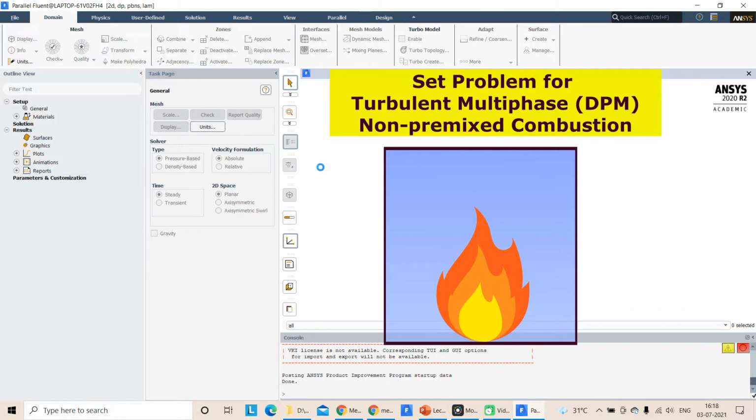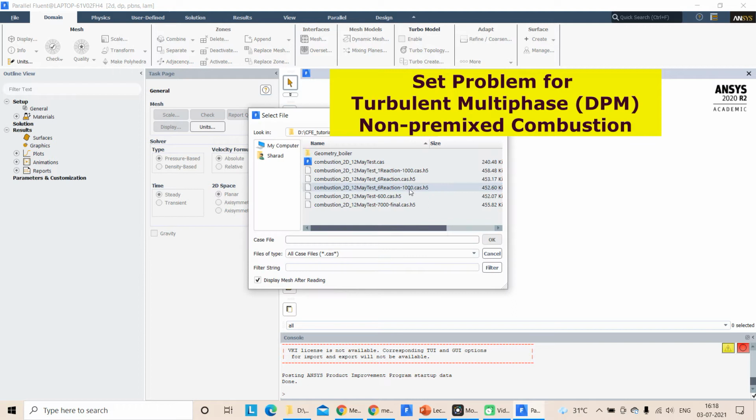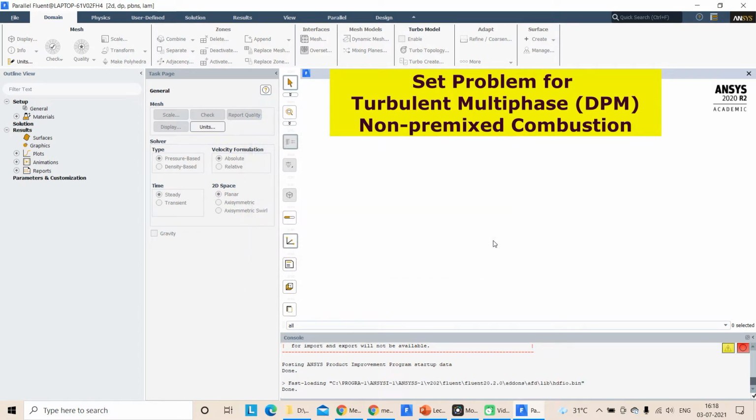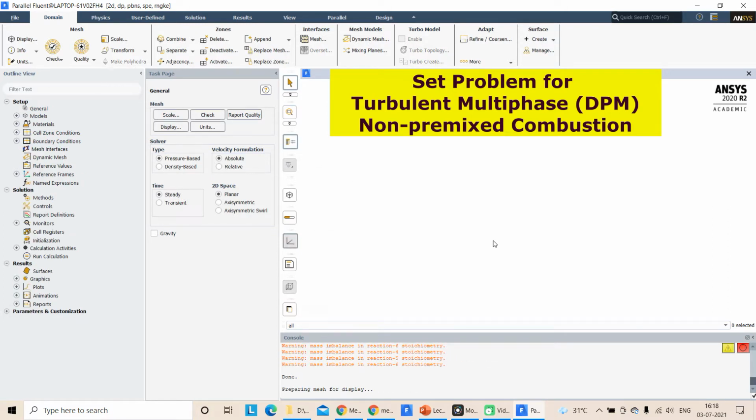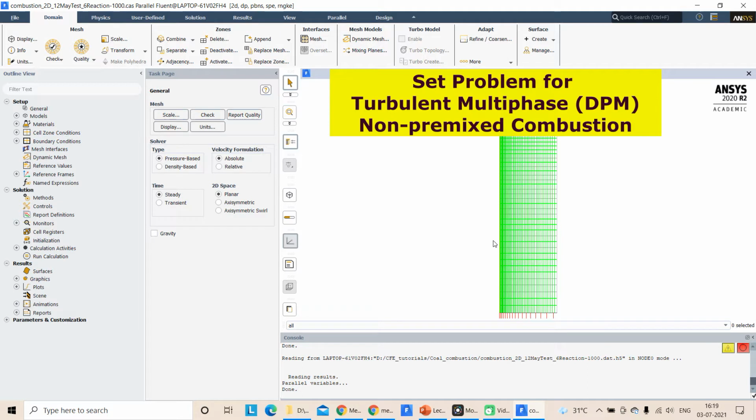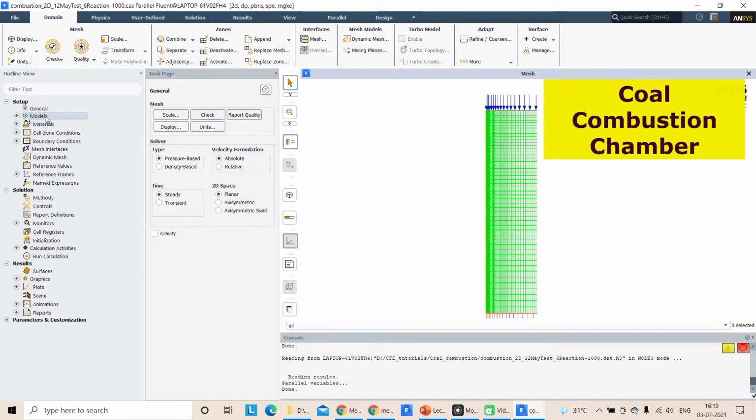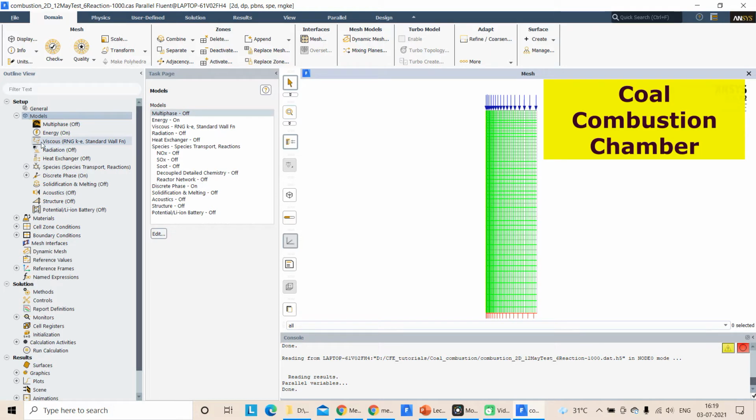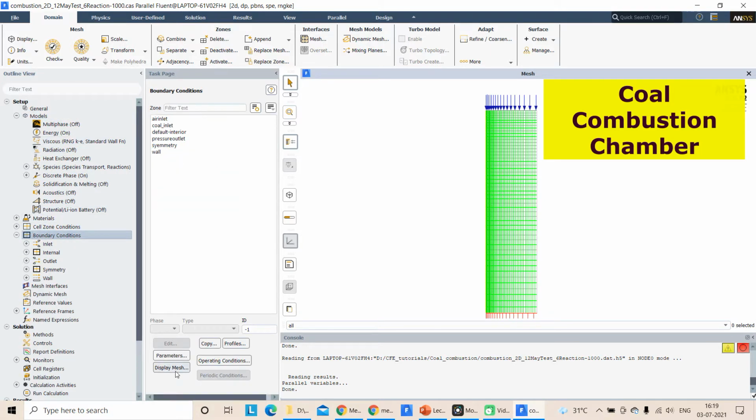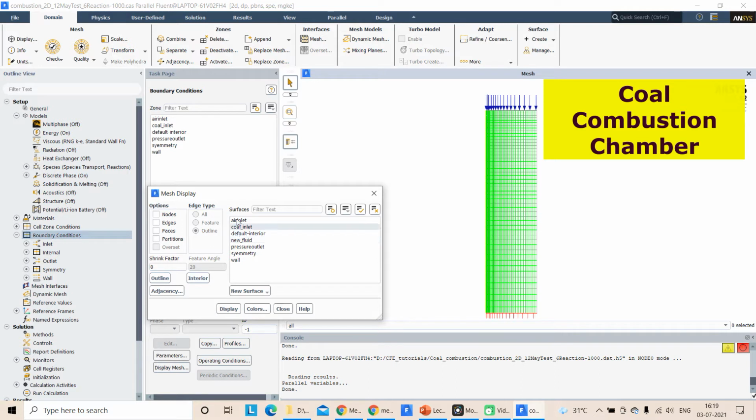Then next is the read case. This I checked. Take only six reaction mechanism file. I will take it. Because here this is the tutorial for the coal combustion. I will check. I have taken 2D geometry. Just I take this outline. That may be some bug issue.